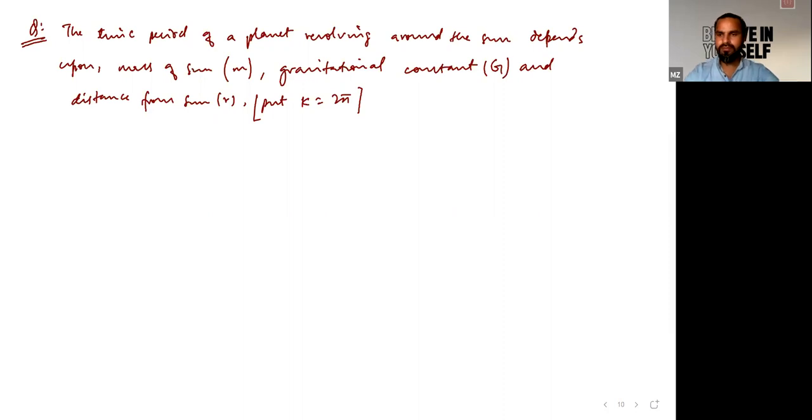Could you read out the question for me? I'm unable to understand it. Time period of a planet revolving around the sun depends upon mass of sun and universal gravitational constant, that is capital G, and distance from the sun, that is R.